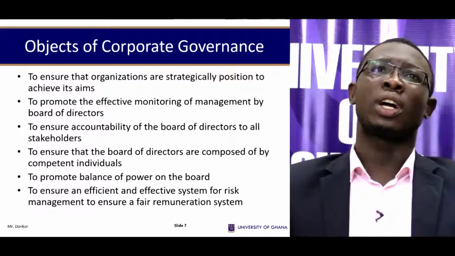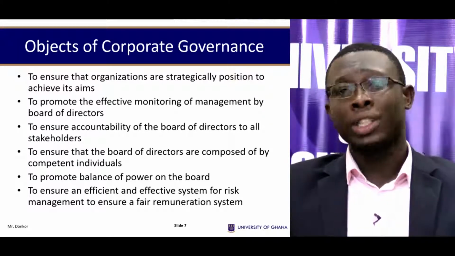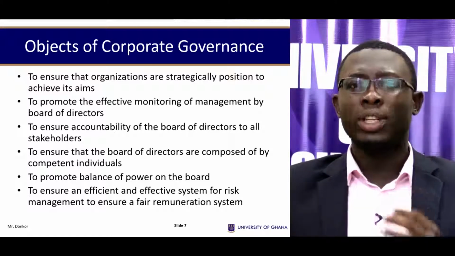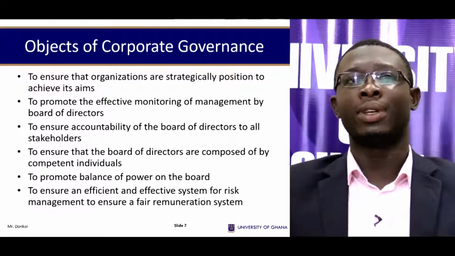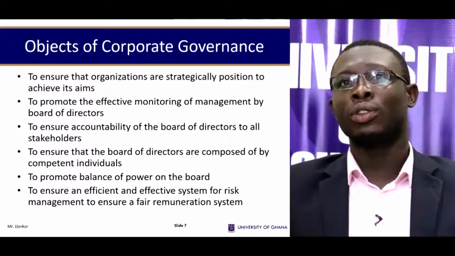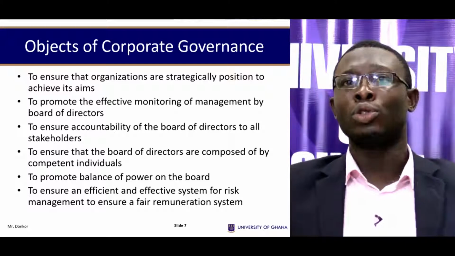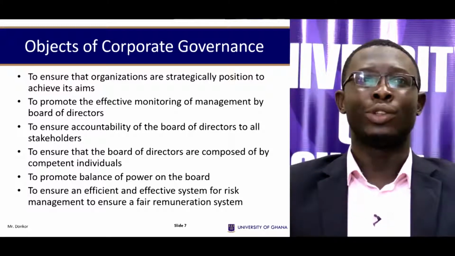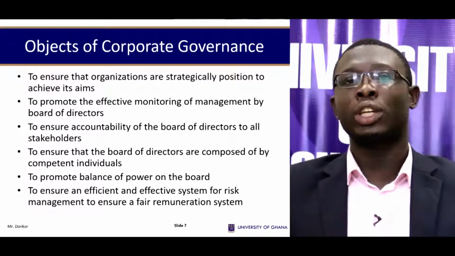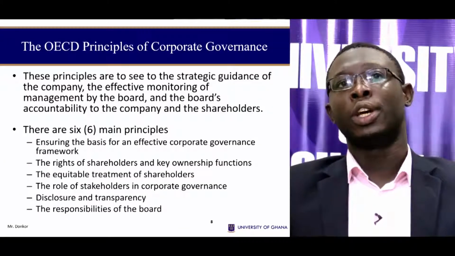Okay, now let's look at the objects of corporate governance. One is to ensure that organizations are strategically positioned to achieve their aims, to promote the effective monitoring of management by the board of directors, to ensure accountability of the board of directors to all stakeholders, and to ensure that the board of directors is composed of competent individuals. And further, to promote the balance of power, to ensure an efficient and effective system of risk management, and to ensure a fair remuneration system.